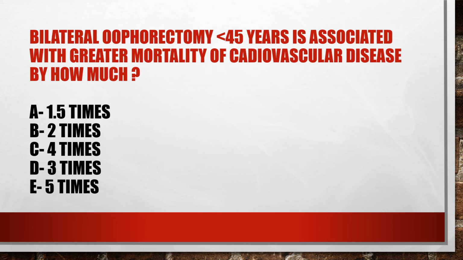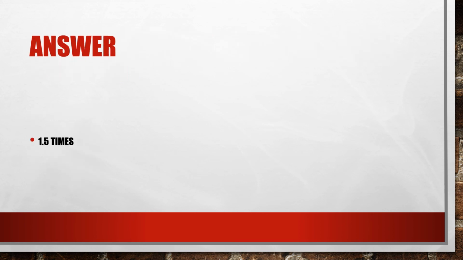Bilateral oophorectomy, that's in somebody who's under 45 years of age, is associated with greater mortality of cardiovascular disease by how much? Is it 1.5 times? Is it 2 times? Is it 4 times? Is it 3 times? Or is it 5 times? The answer is 1.5 times.